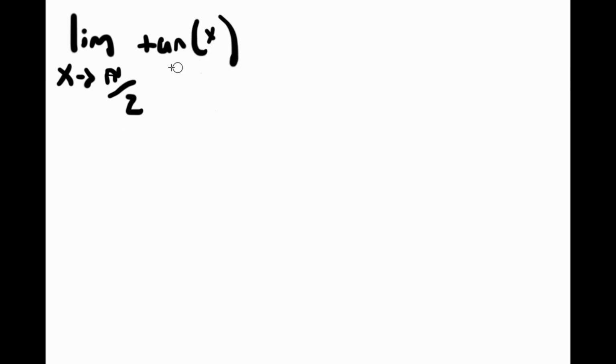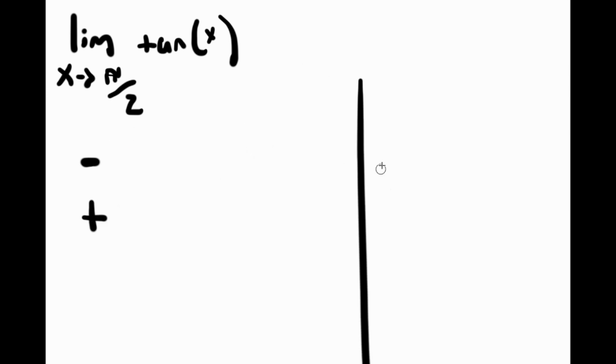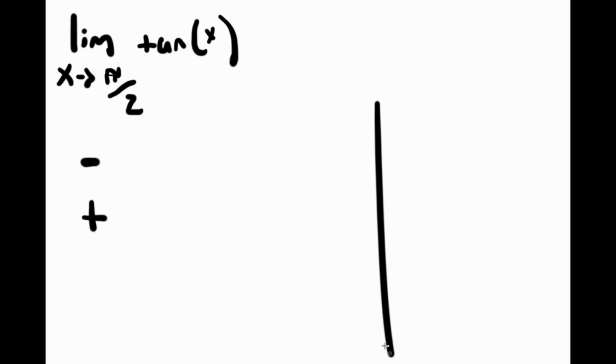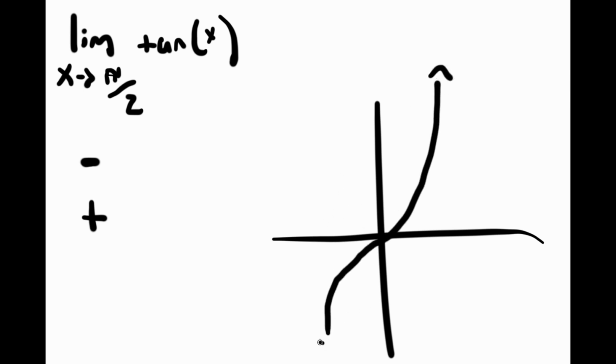The limit of tan of x as x approaches pi over 2 from both the left side and the right side. We're going to be taking a look at that. But let's take a look at the graph in order to find the limit. So it's basically going to look like this. If you recall, in general, this is tangent of x.